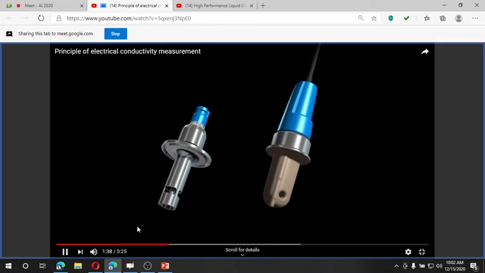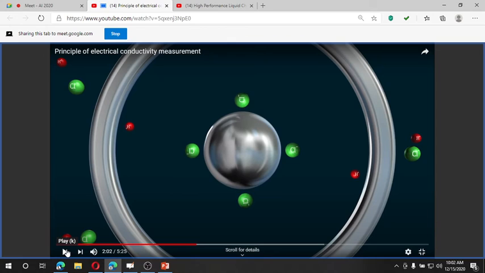The cations move to the negatively charged electrode, while the anions move to the positively charged electrode. Actually, there is a problem with the conductance measurement. It also causes polarization of the electrode. That polarization is reduced when you use an inductive method. We'll see how it is done.